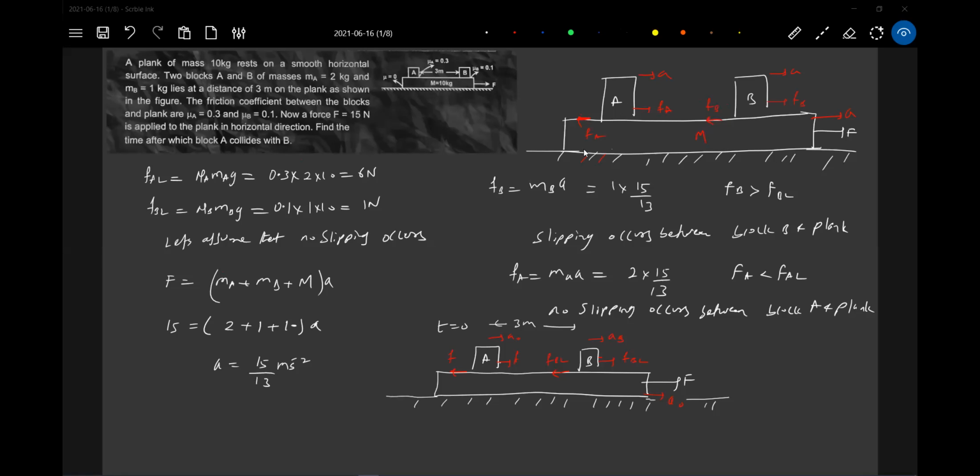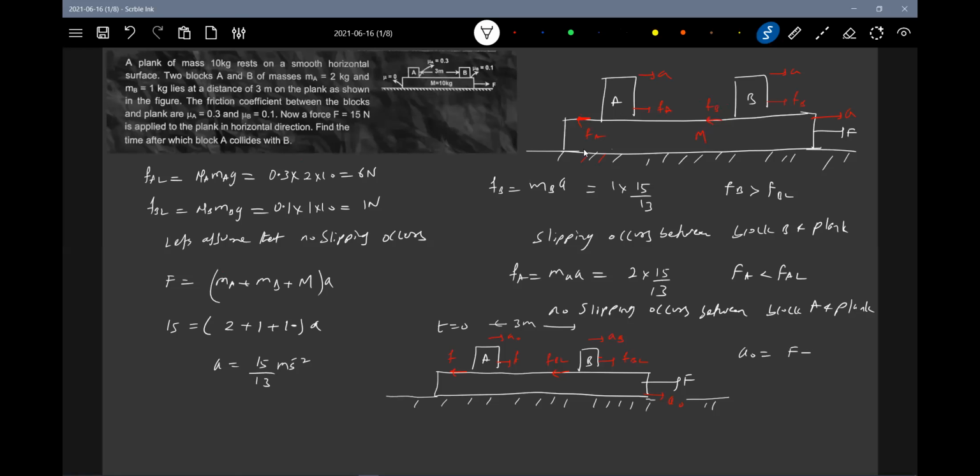Okay, fine. Why can't you take it? Because earlier the forces acting will be different. No, now F_BL will come into the picture. So what is A naught? A naught will be F minus F_BL. I think that will become internal.